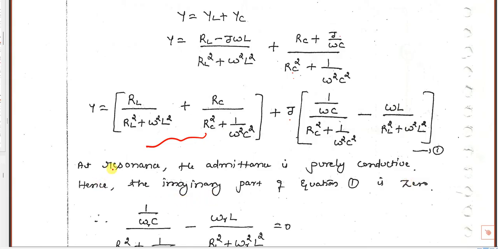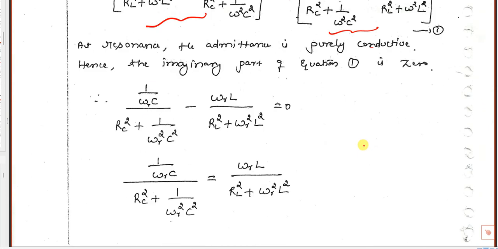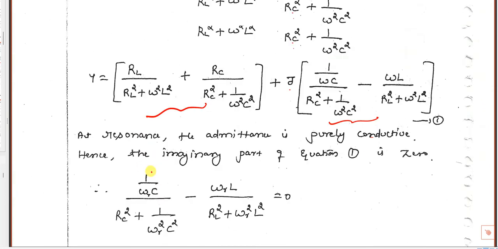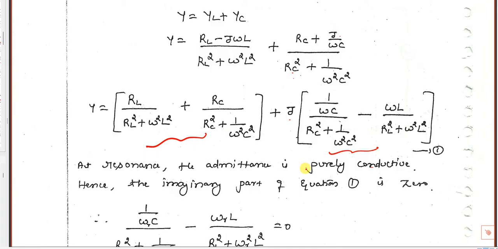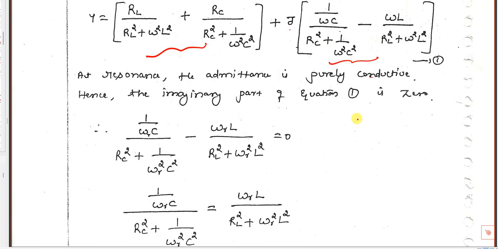So in any problem related to the practical resonance circuit, first find out the total admittance of the parallel circuit. After that, at resonance, the imaginary part should be 0. So the total susceptance should be 0. At resonance, equate the coefficient of j, this entire part, to 0, and omega should be replaced with omega r.